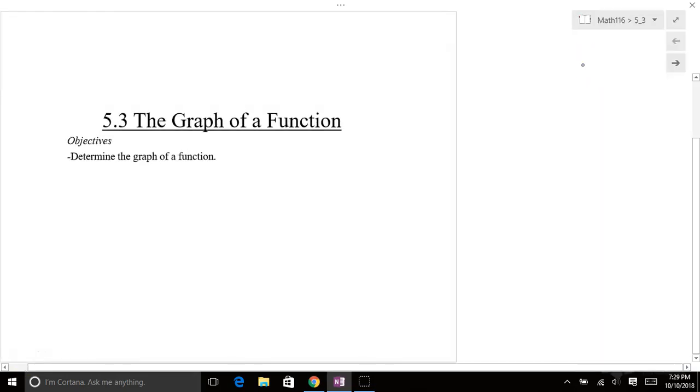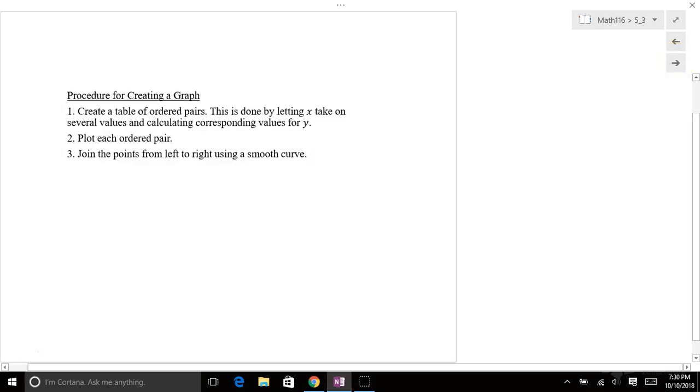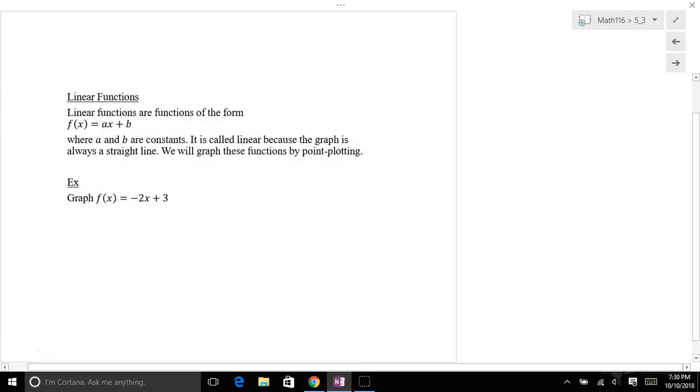We're going to determine the graph of a function by point plotting today. So now that we have that Cartesian coordinate system, we can plot all points that satisfy that original relationship y equals f of x. First we're going to create a table of ordered pairs, plot the ordered pairs, and draw what it looks like.